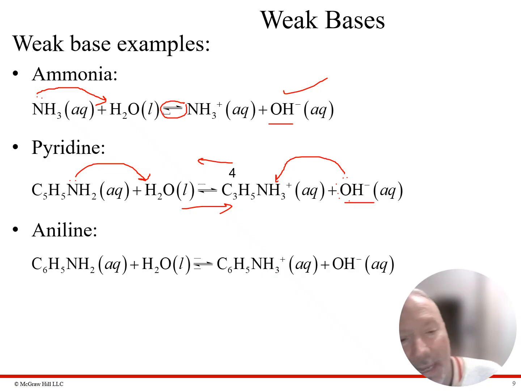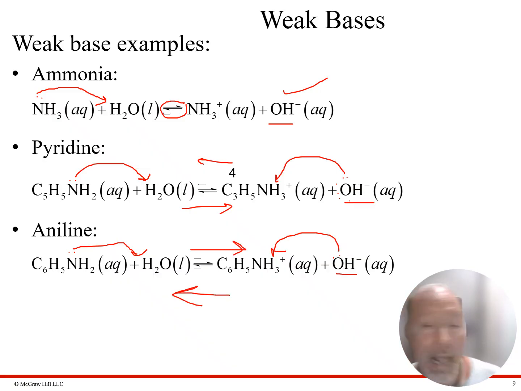Aniline does the same thing, the same properties, just a little bit different structure. Aniline and pyridine differ by one carbon, and it can go over here and take a hydrogen and thereby produce a hydroxide, and the hydroxide with its lone pairs can come over and take a hydrogen. And so the reaction goes back and forth as we would expect, as weak bases and weak acids do.